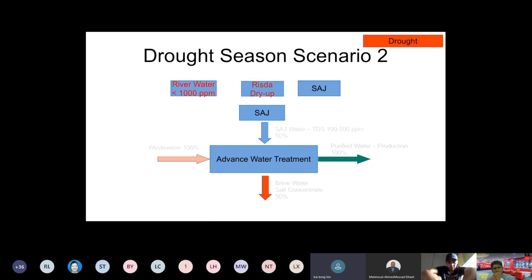There's another scenario where the river water TDS went even higher, and one of the water sources dried up. So what happens is you need to start to use government water. We use government water mixed with wastewater, go into our advanced water treatment system, and we let 50% of the brine water, the high concentrate, be thrown away, and it produces 100% of this low TDS water for our production. This is another scenario when you have drought season.